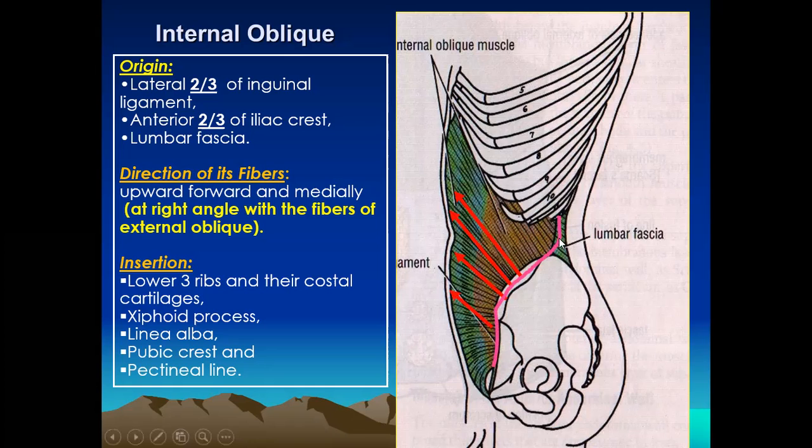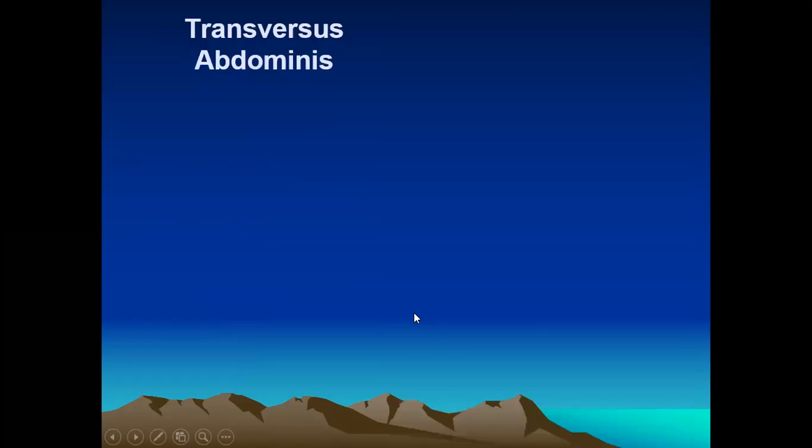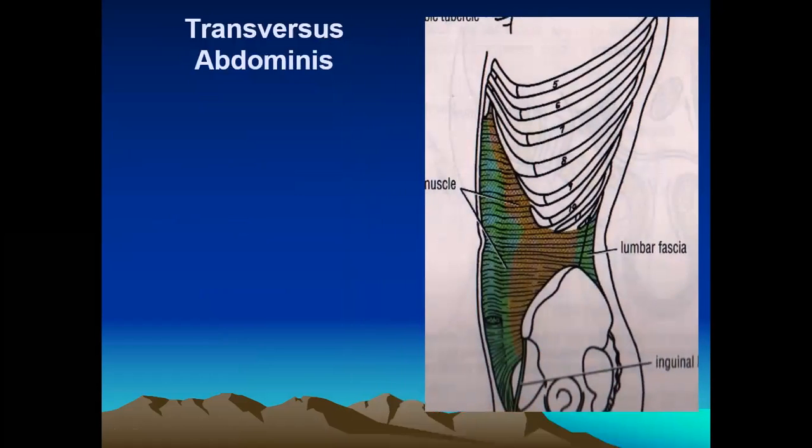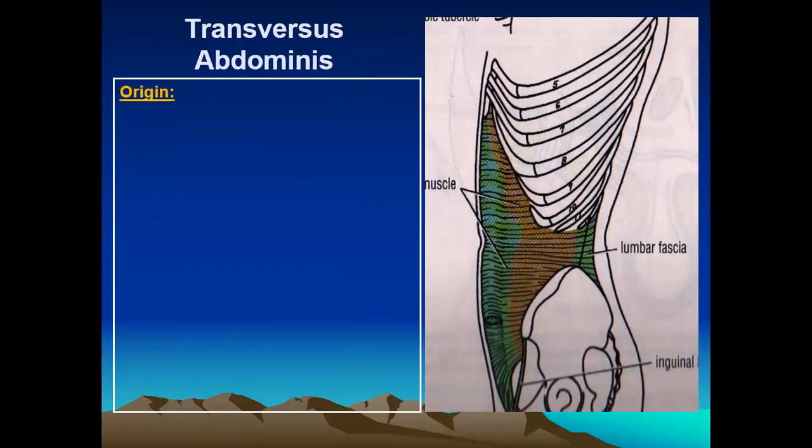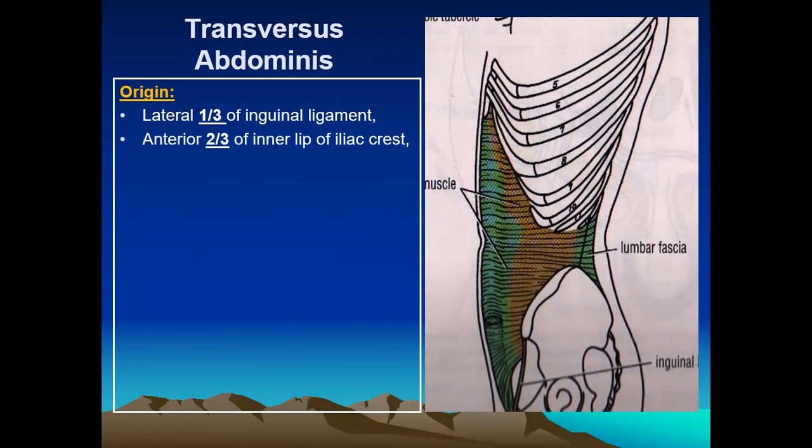So this is the origin here, and the direction of fibers goes and gets inserted here. Then the third muscle is called the transverse abdominis. The origin of this muscle will be from the lateral one-third of the inguinal ligament, from here. Then the anterior two-thirds of the inner lip of the iliac crest.